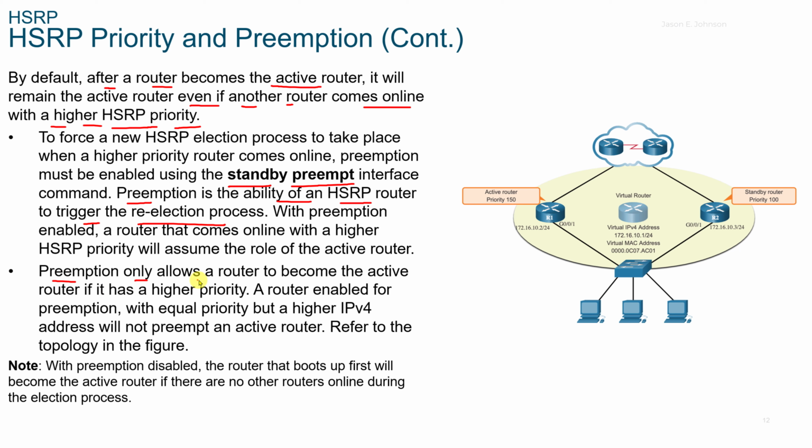And then preemption only allows a router to become the active router if it has a higher priority. So a router enabled for preemption with an equal priority but a higher v4 address will not preempt an active router. So you want to refer to the topology in the figure over here on the right to see that. And the note here is that with preemption disabled, the router that boots up first will become the active router if there are no other routers online during the election process, and then the routers after that will not, they will take the standby role.